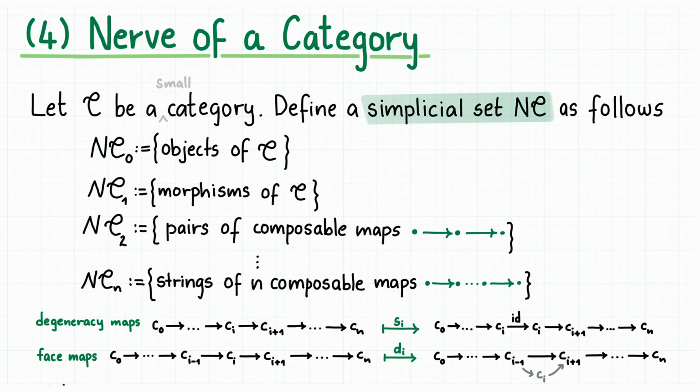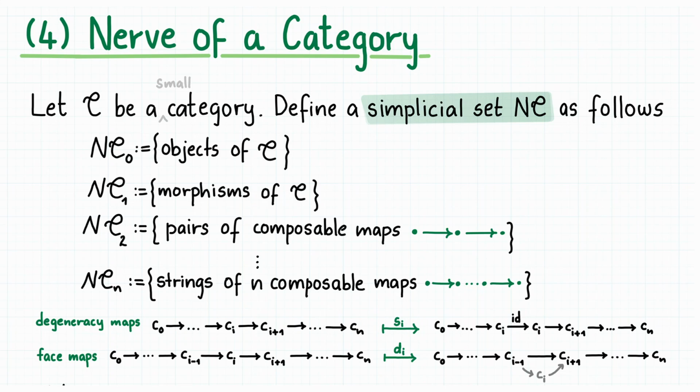And the degeneracy and face maps are defined obviously. For degeneracy, you insert an identity at the ith position, and for a face map, you compose the maps which go into C_i and come out of C_i. At the terminal position, you just forget about the map, and you get a smaller simplex. And all of this gives a simplicial set, and it also gives a functor from the category of categories to the category of simplicial sets.